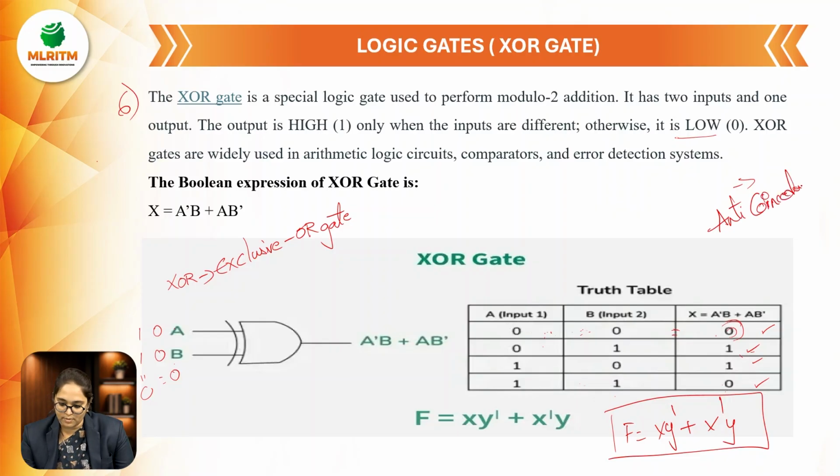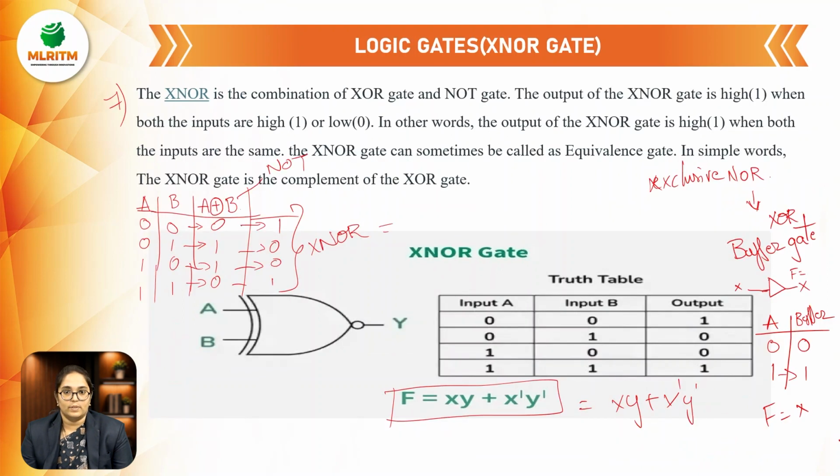anti-coincidence gate. And next one is exclusive NOR gate. This is the opposite of your exclusive OR gate. And last gate is nothing but a buffer gate. It takes only one input. If we are giving input value as a 0, it generates the same input value as output.